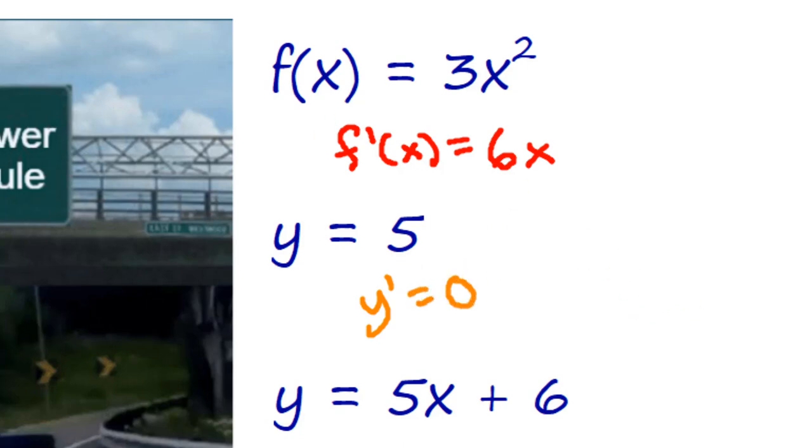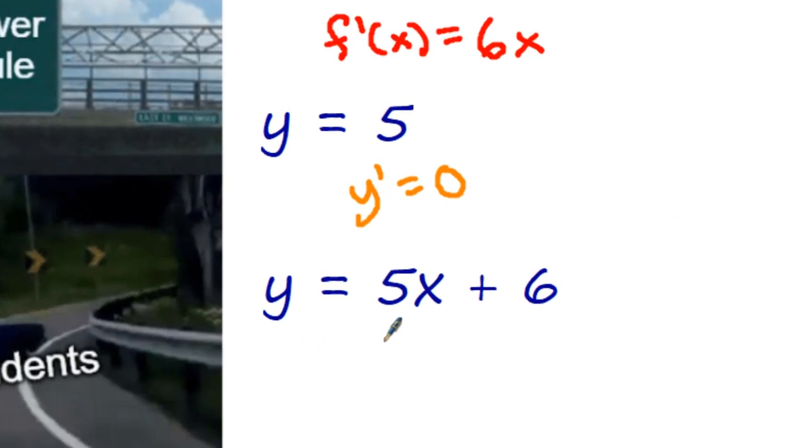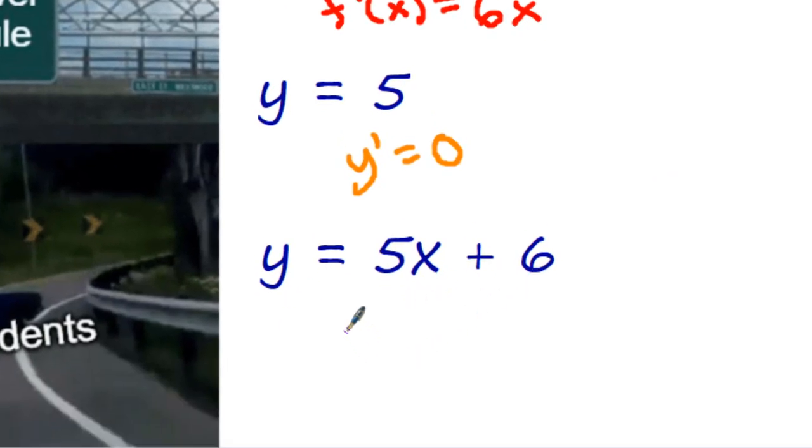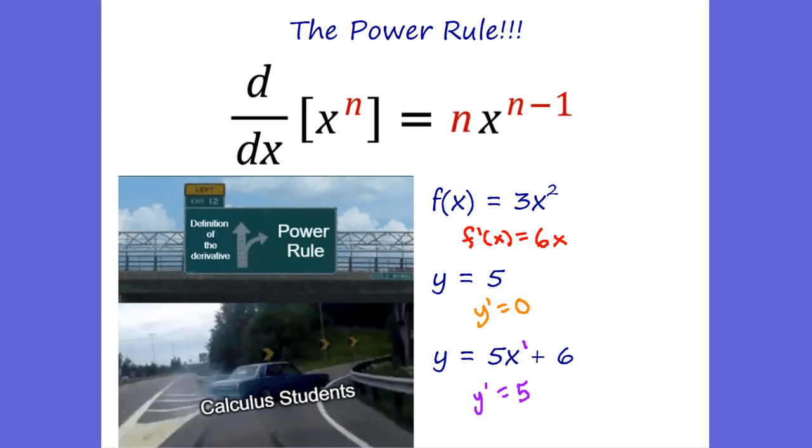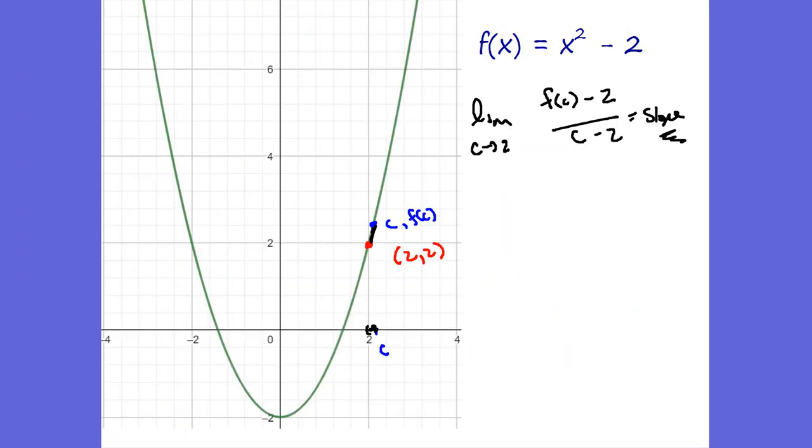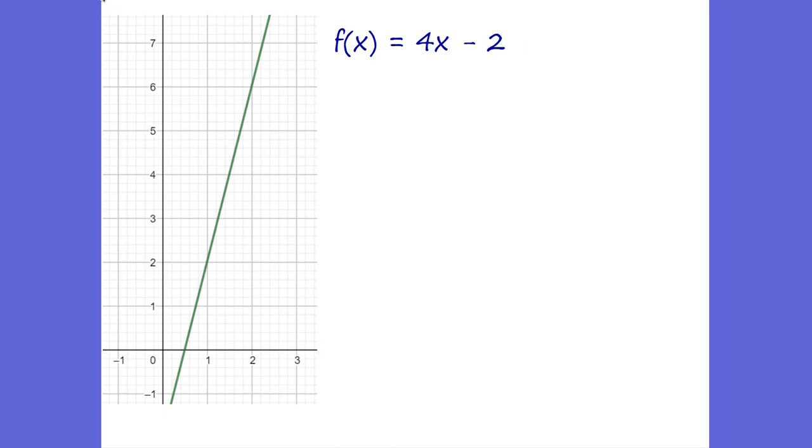So let's go to the next one. The next one, we have y equals 5x plus 6. So what is the derivative, y prime, of this? Well, remember that this is really x to the first power. So 1 times 5 is 5. That x goes down to x to the 0 power, so it's just 5. And remember, any constant equals 0. So that's the derivative. So if we come back to our examples, let's take a look at this example.